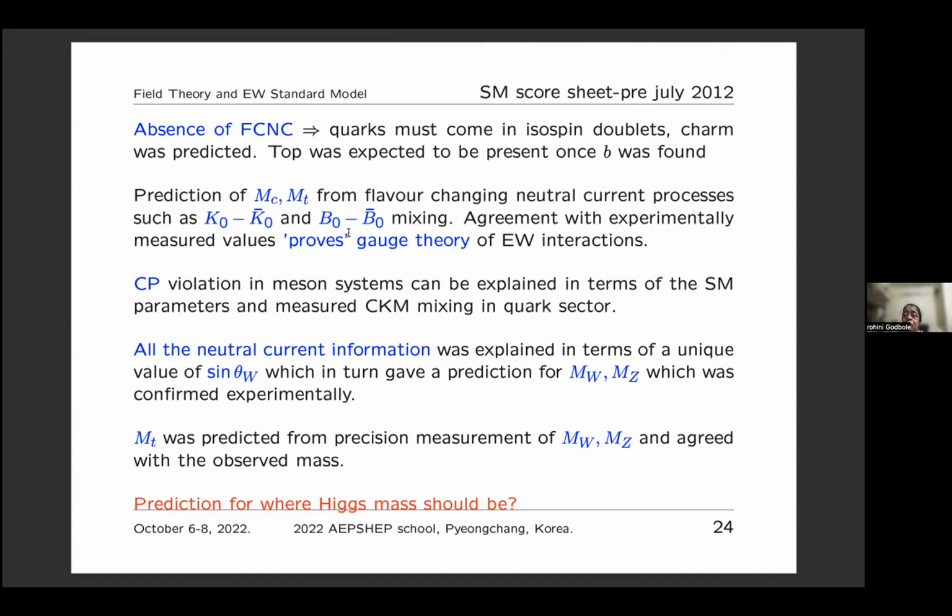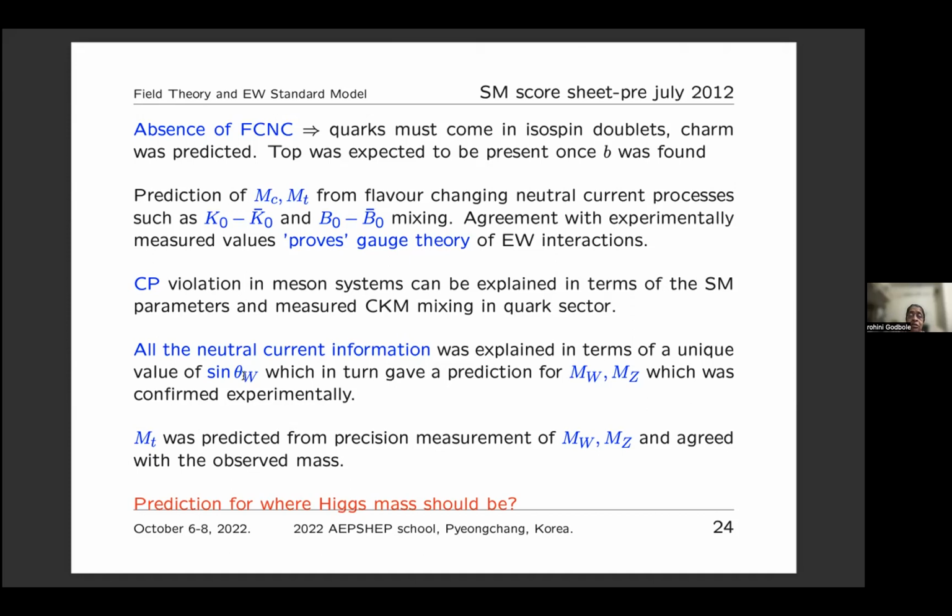Some of you might be working on experiments which are measuring and studying the B0, B0 bar mixing. And recently, even the D0, D0 bar mixing is being studied at LHCb. And agreement with the experimentally measured values has proved that gauge theory of electroweak interactions is the right interaction. And you will study much more about these mixings in your flavor physics course. Then CP violation in the measured systems can be explained in terms of the standard model parameters and the measured CKM mixing in the quark sector.